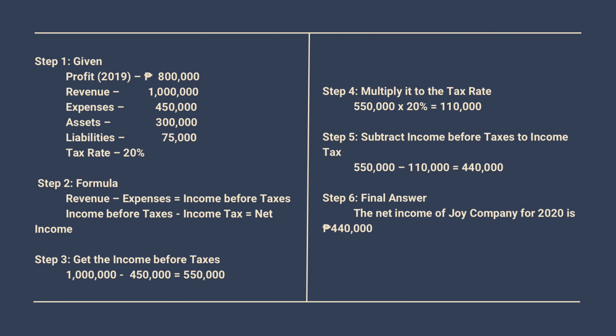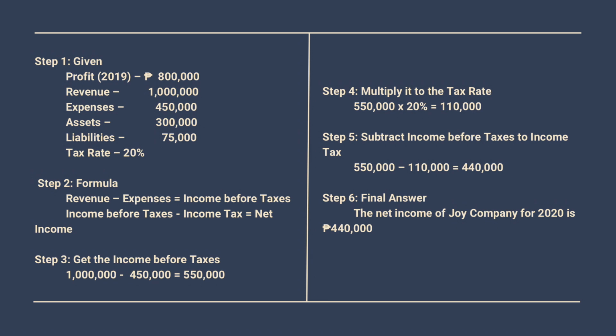So, let's identify the given first. Profit for 2019 is 800,000. Revenue is 1 million. Expenses is 450,000. Assets is 300,000, liabilities is 75,000, and tax rate is 20%. Step 2 is the formula. To get the income before taxes, we must subtract the expenses from the revenue. Then, income before taxes minus income tax is equal to net income. Step 3. Get the income before taxes. So the value of revenue is 1 million minus the value of expenses, which is 450,000, is equal to 550,000.